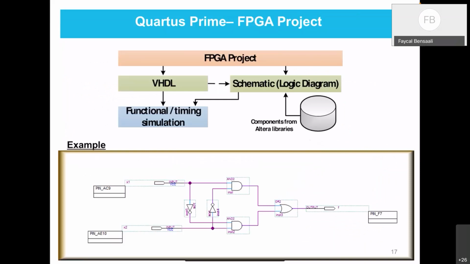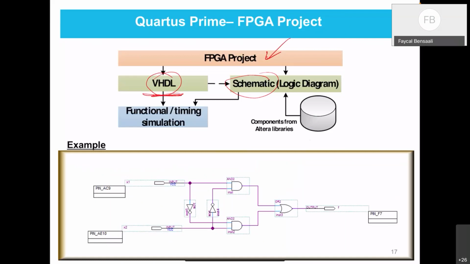Once you open the software, the first thing you need to do is create an FPGA project, and then you need to add files to that project. The files that can be added can be VHDL, can be schematic. There are other types which we will talk about later on. For example, when you do simulation, you can add a test bench. We call it test bench. So you can add a file to do simulation. This is what you need to do in the first step.